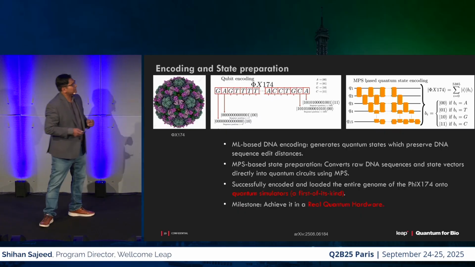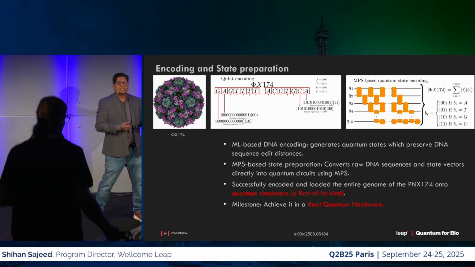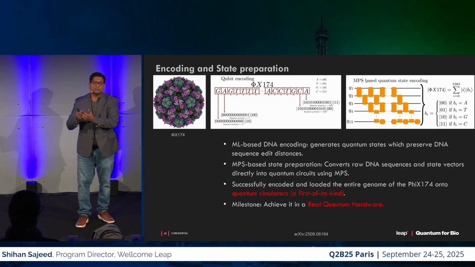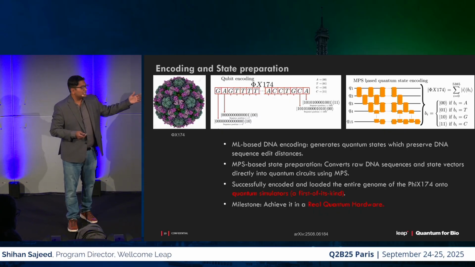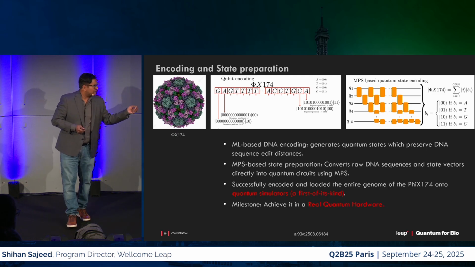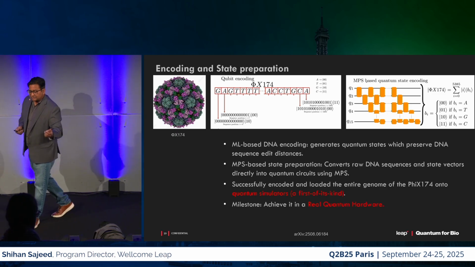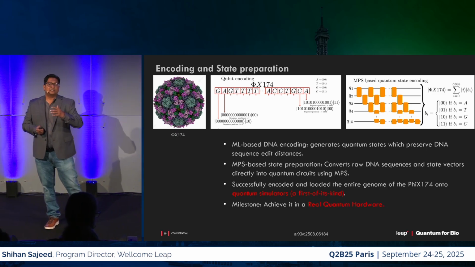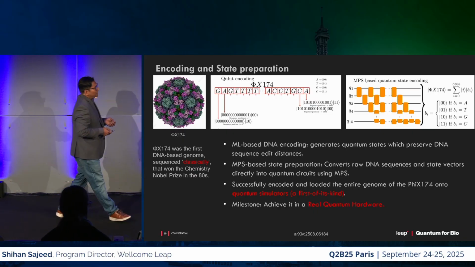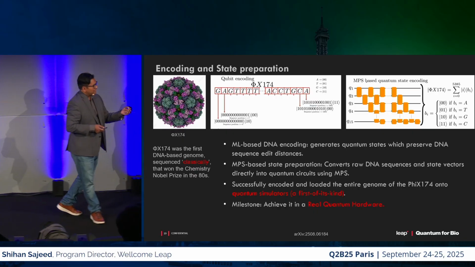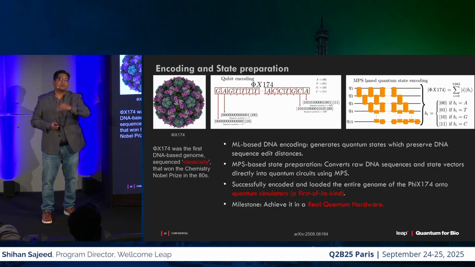The first progress is on the encoding and loading side. If you want to do genomics, you first have to load this data into a quantum computer. You need encoding. They developed an efficient machine learning based encoding, an efficient state preparation method that allows them to load data efficiently into a quantum computer. So far they have been able to load some smaller molecules into a quantum simulator.